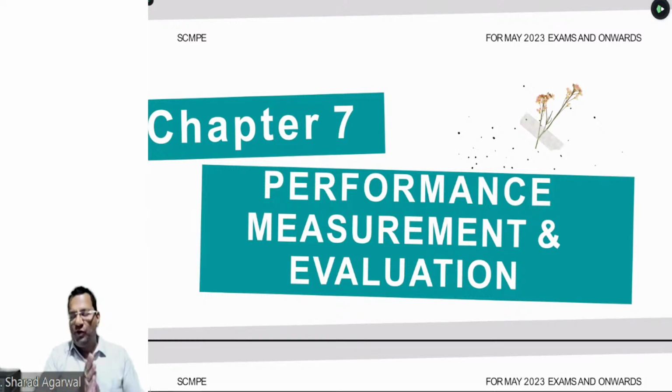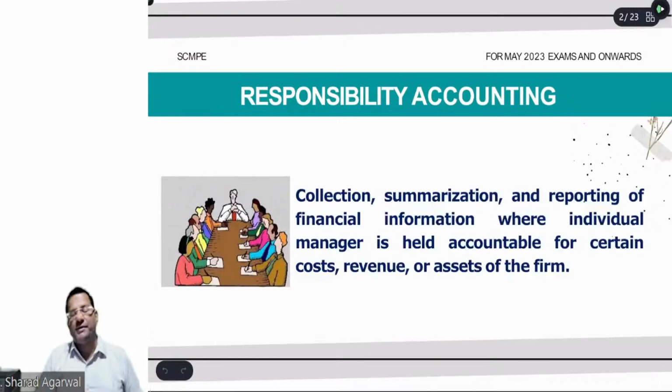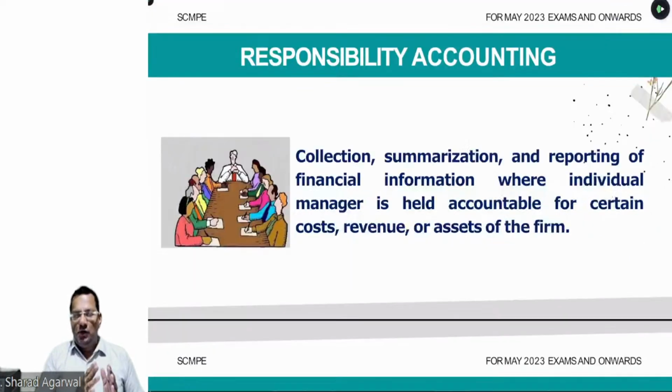So, what is responsibility accounting? Please listen very carefully. An organization is divided into different cost centers. In layman's language, we can call them departments. A cost center is nothing but a department. So the organization is divided into several different departments. There are three levels of management: the strategic level at the top, then the tactical level, that is the middle level of management, and the operational level, that is the lower level of management.